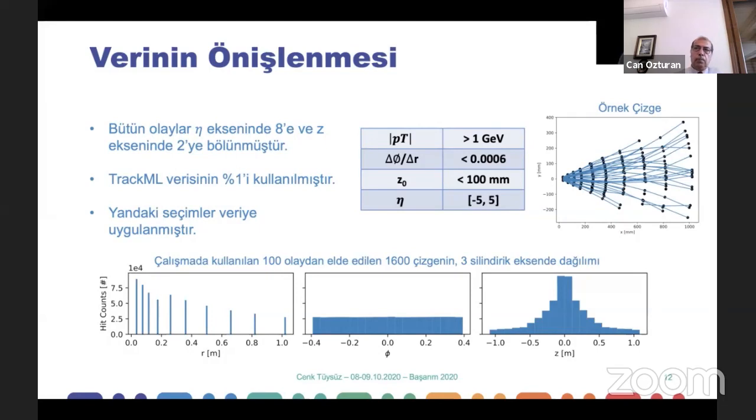Bu veriye yine bir takım kesimler uyguluyoruz. Bu kesimler nedir? Parçacığın momentumu çok düşük olmasın. Momentumu düşük olduğunda parçacıklar çok fazla saçılabiliyorlar ve bu, izleri bulmamızı engelliyor, bu yüzden bunu engelliyoruz. Yine iki dedektör arasında çok yüksek açılara sahip olmaması için belirli seçimler yapıyoruz. Ardından 100 olaydan toplam 1600 tane çizge elde etmiş oluyoruz. Ve bu çizgelerin 3 eksenli, yani 3 silindirik eksenli dağılımını aşağıda görebilirsiniz.